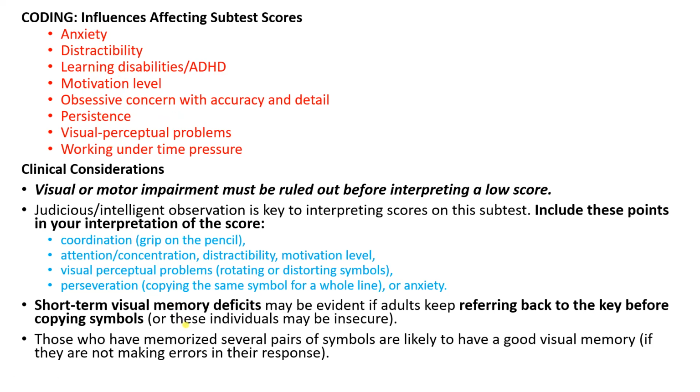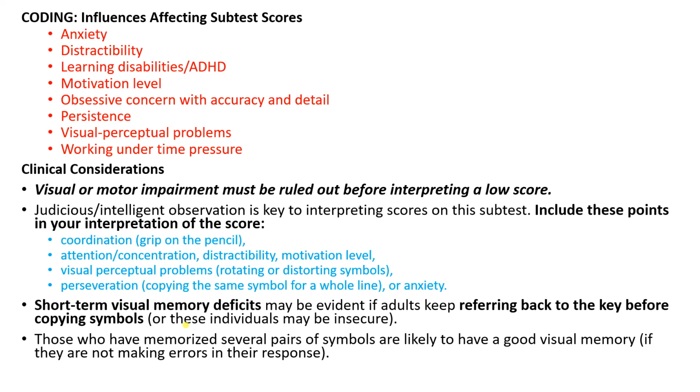And similarly, anxiety also influences the performance. If an individual is very anxious, his or her speed is likely to be compromised. Another factor, as I mentioned earlier, is that short term visual memory is required to complete this task efficiently and quickly. So, any short term visual memory deficit will also be reflected on this.